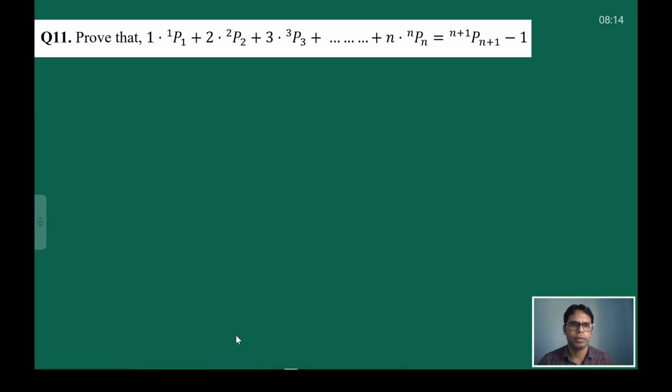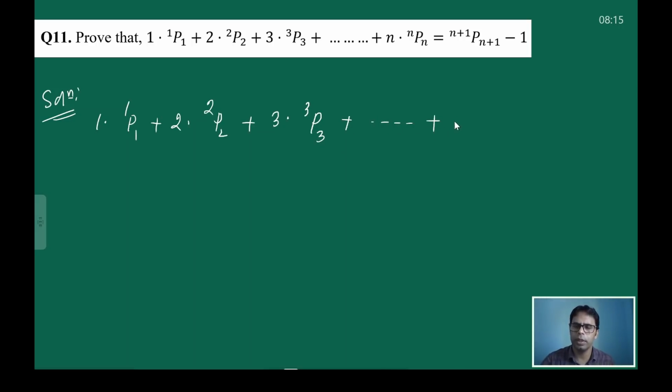Now we check this question, an interesting question. Solution, let me take the solution. So first write this expression in your solution: 1 into 1p1, plus 2 into 2p2, plus 3 into 3p3, and so on. The last one is n into npn.